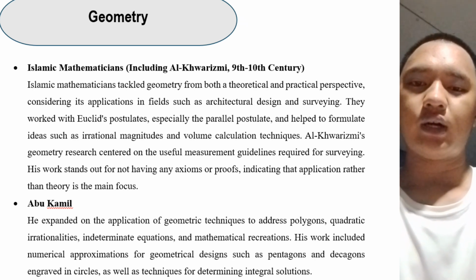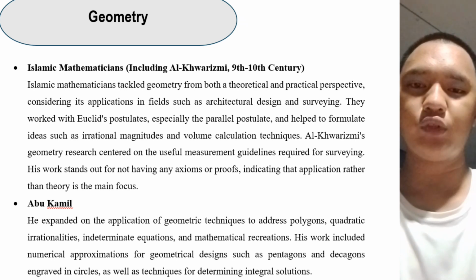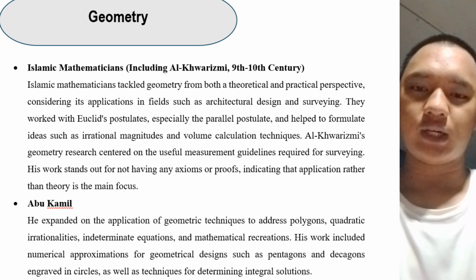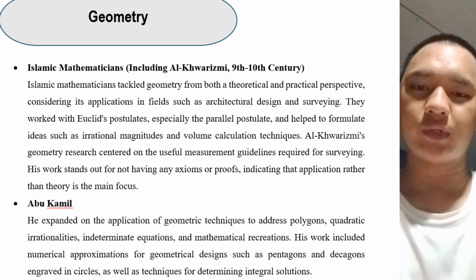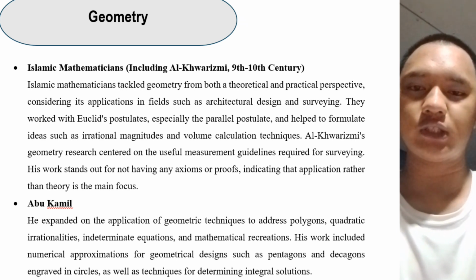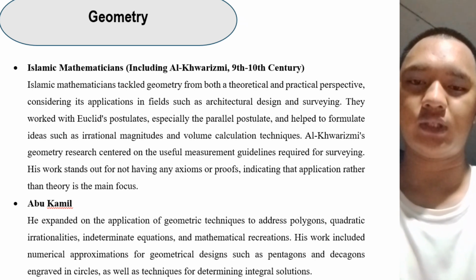With that, geometry also helped on the mathematical side, because geometry helped a lot of mathematicians to solve some questions. An example is Al-Khwarizmi. So, here is his famous example.